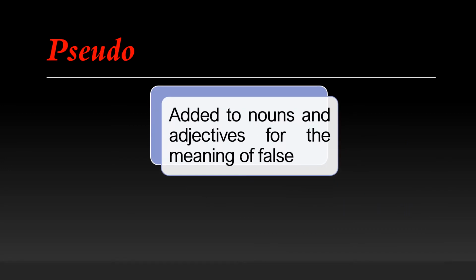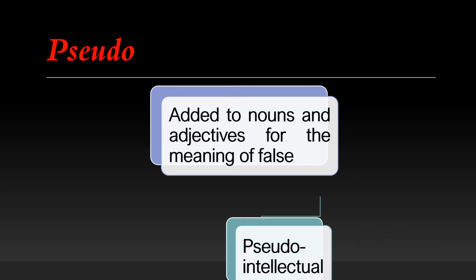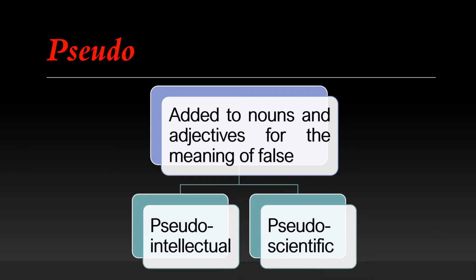Another example for a pejorative prefix is pseudo, which is pronounced as sudo. There is no pronunciation for p, and it comes with a noun and an adjective, and we will get a meaning of false. For example, pseudo-intellectual, which means false intellectual, and pseudo-scientific, which means false science or false scientific.